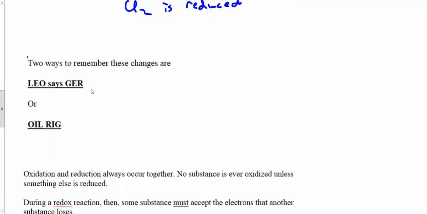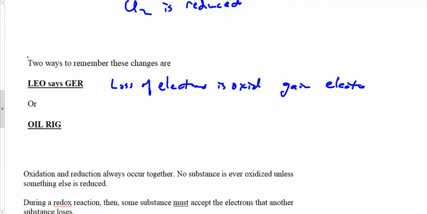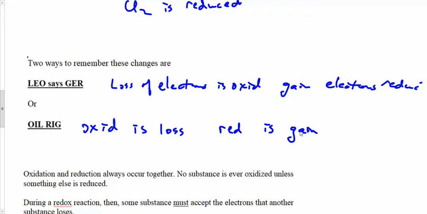Two ways to remember these changes. There's two little memory aids. LEO says GER, which means loss of electrons is oxidation, gain of electrons is reduction. Or OIL RIG, oxidation is loss, reduction is gain. So there's two little memory aids there. Pick whichever one you want. I use both, to be honest with you.